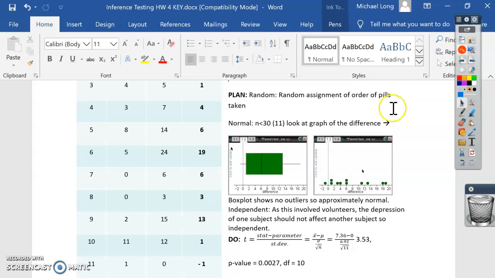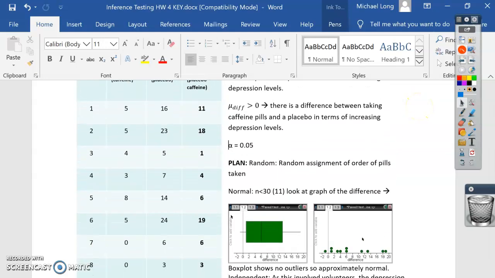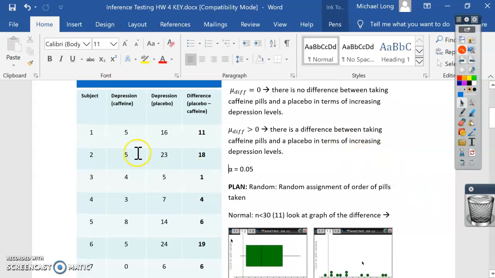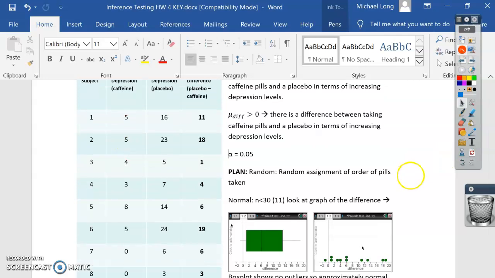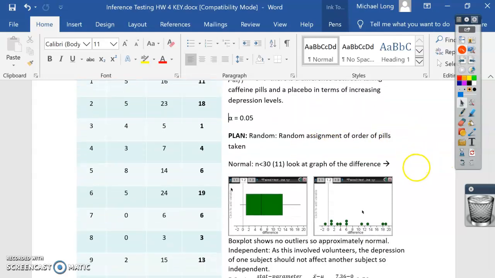Okay, random assignment. I've noticed here, they were either randomly assigned to take the caffeine first and the placebo second, or vice versa, took the placebo first and the caffeine second. So random assignment was given.